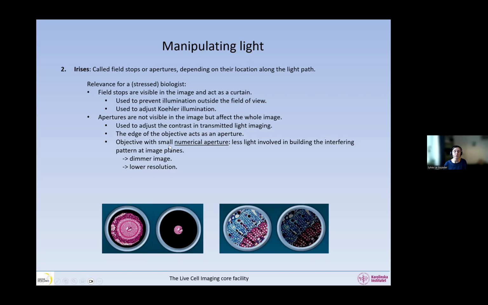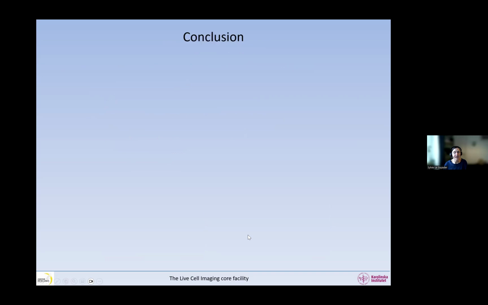Okay, so an objective that has a small numerical aperture, and again, we will talk about all this when we talk about objectives, I think in 2 days. When an objective has a small numerical aperture, it means that the aperture is closed. Okay, so we're more in this situation than in this situation. So less light is involved in building the interfering patterns at the image plane. So the image is dimmer and the resolution is lower. So the quality of this image is different from this one. So this is how this affects us as microscopists.